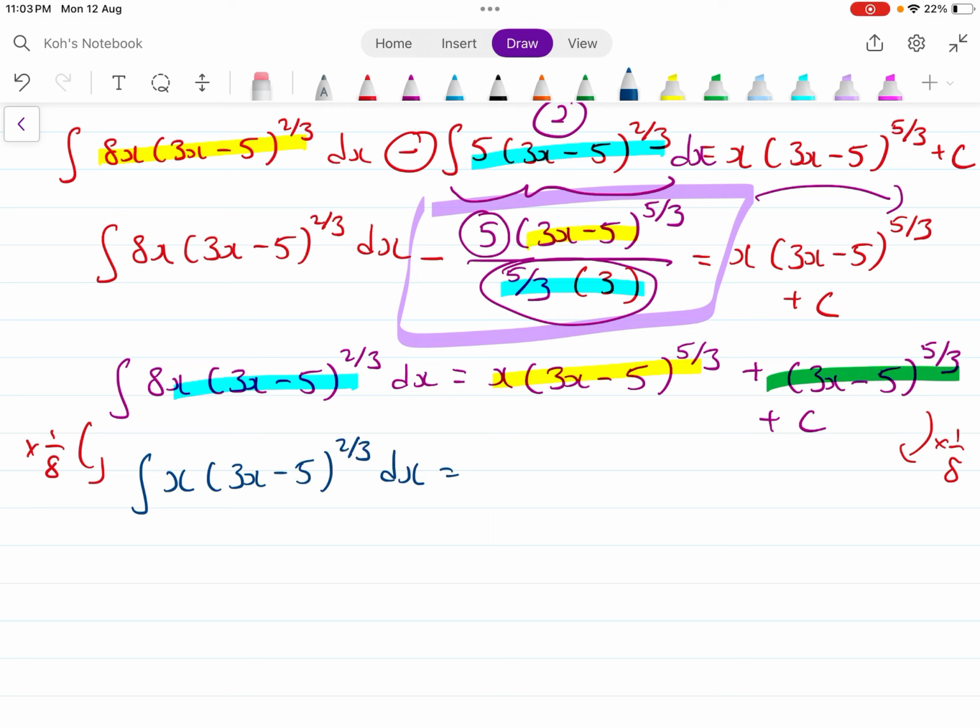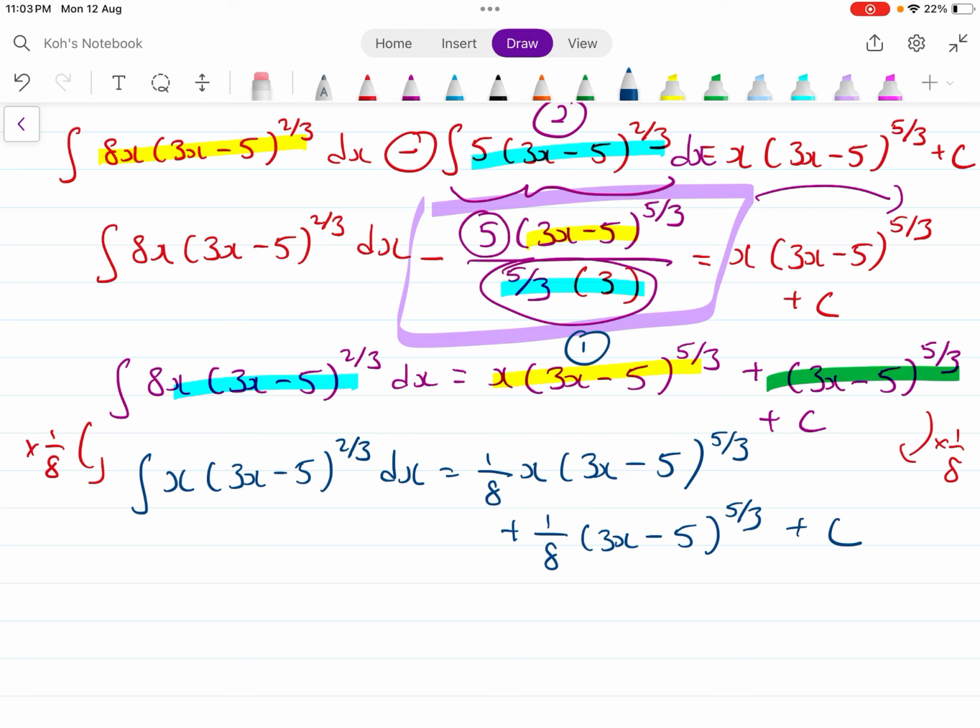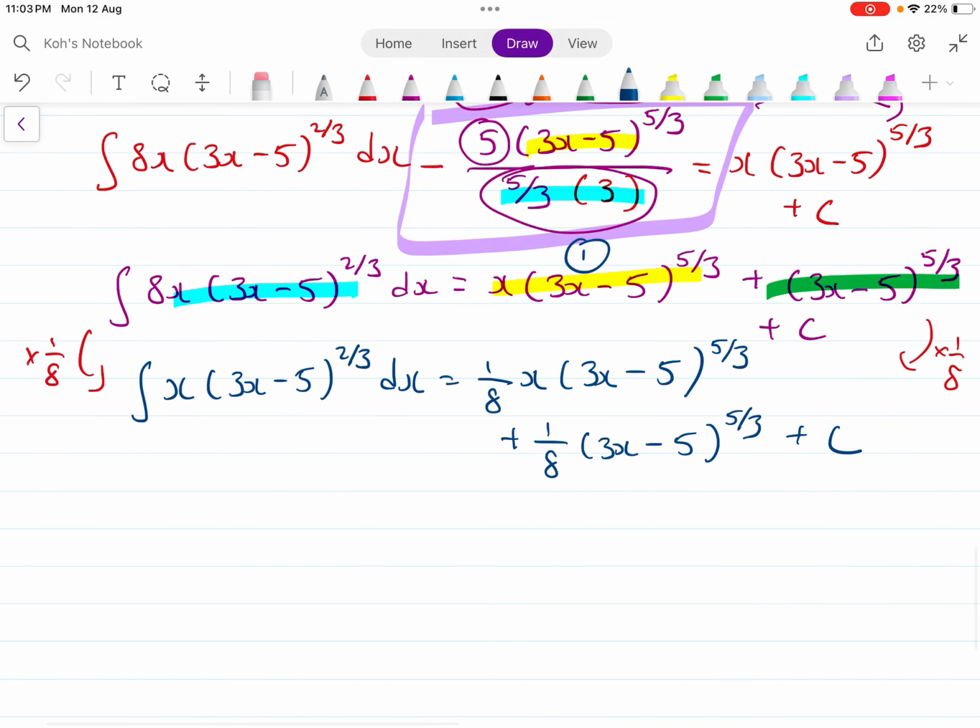Then the right hand side, the very first term right here, I times 1 over 8. So this will give you 1/8 x(3x − 5)^(5/3), then of course plus 1/8 (3x − 5)^(5/3), then plus c. Then the next thing is that because they want us to show in a certain form, k bracket (x + 1)(3x − 5), this one is also simple. Because you realize that for the first term and second term there's a common thing.